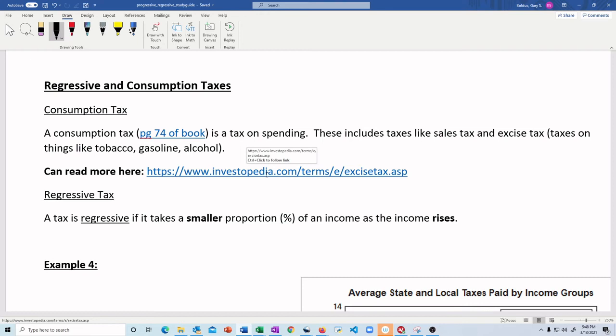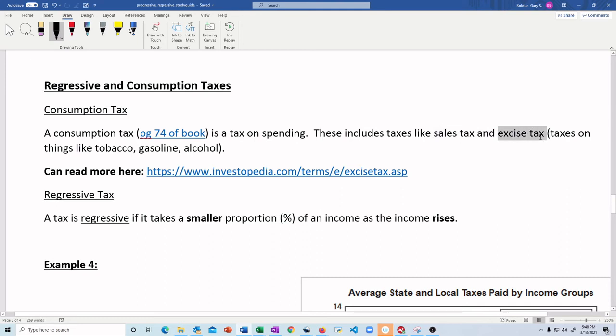A consumption tax is a tax on spending. So you buy something, you get taxed for it, that's a consumption tax. The one that we're most familiar with, probably sales tax, right? You go buy clothes, you pay sales tax. That is a tax on your consumption. Okay? That's it. That's the idea.